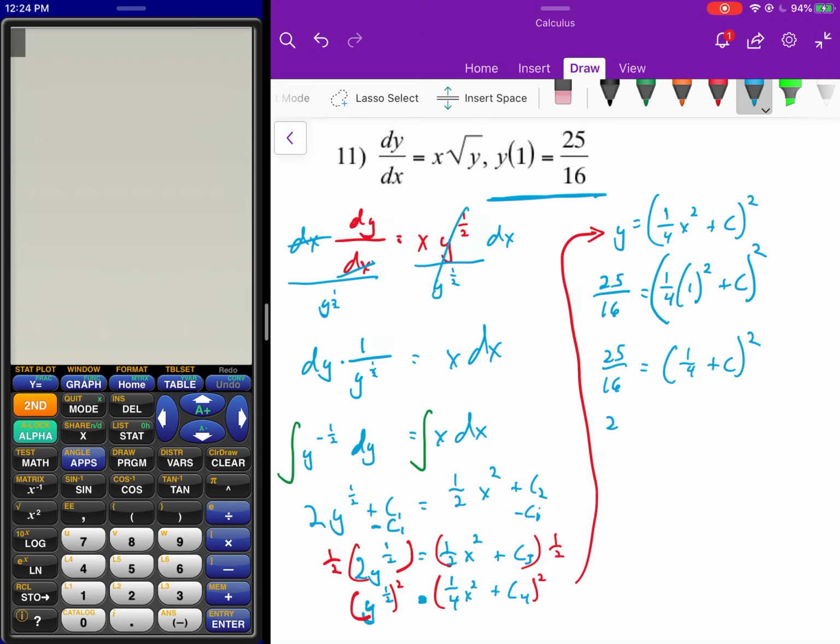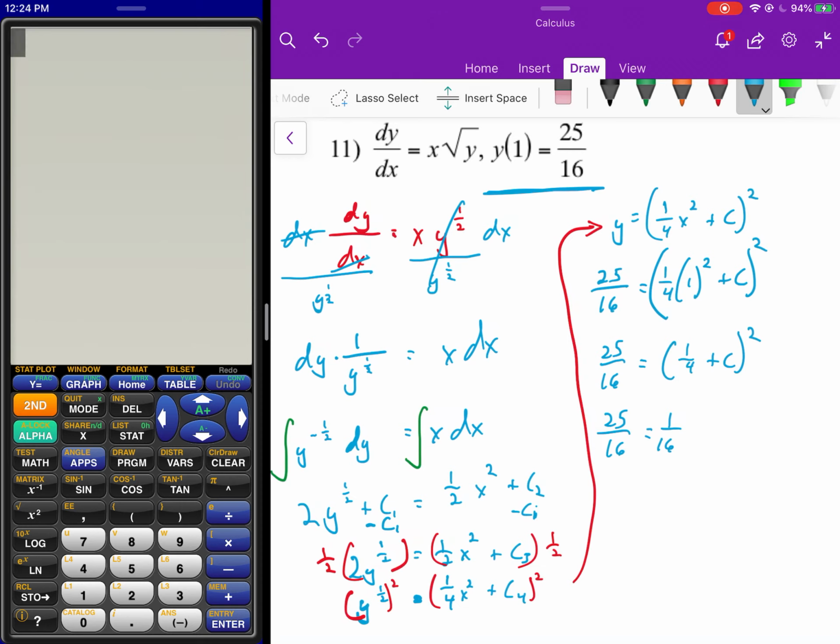Well, this is interesting. We got 25/16. Squaring this, we get 1/16. So we can multiply this out. We could right next to each other multiply it out, but we got 1/4 c doubled, so that's plus 1/2 c plus c squared. And we want to solve for c, so it's a quadratic, so we can subtract 25/16 from both sides, which would give us c squared plus 1/2 c minus 24/16, which does reduce by 8, so this is 3/2.